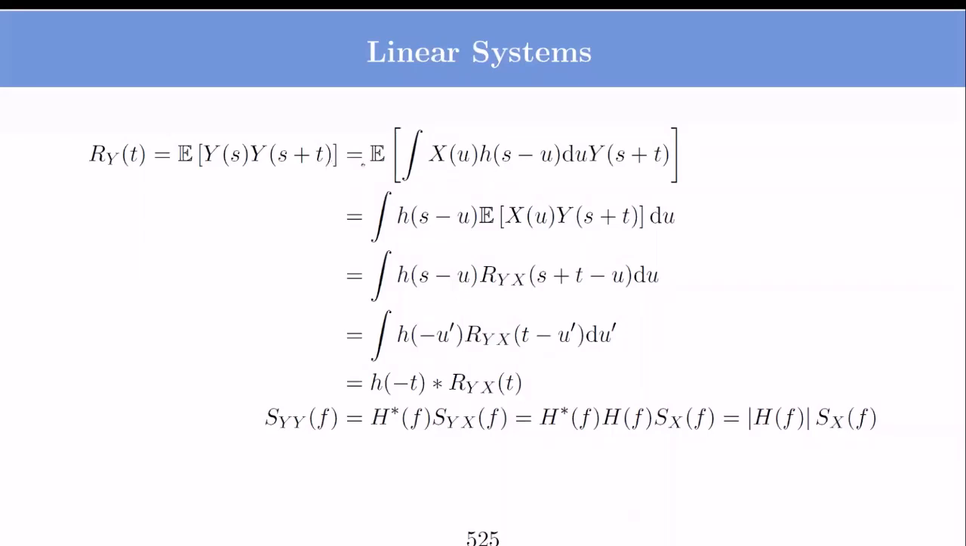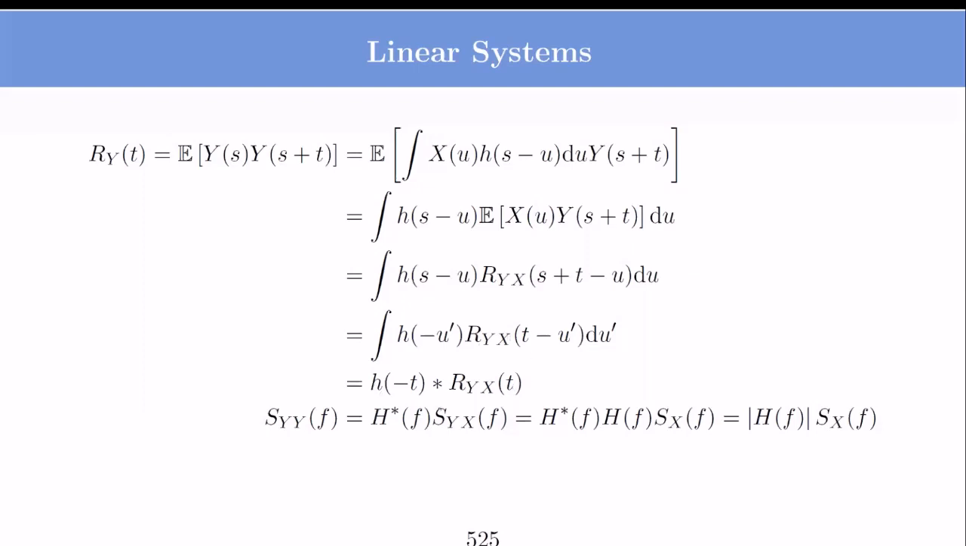Okay, and I can again apply this. I will take y(s+t) the same, and the other y's I represent in terms of the convolution of x and h. Then I take the expectation inside, so it becomes h(s-u) into the expectation of x(u) y(s+t) du. Now this is nothing but the cross correlation between x and y, which is Ryx(s+t-u) du. Then I do a substitution, s minus u is u dash, so I get this particular format, which is nothing but the convolution of h(-t) and Ryx(t).